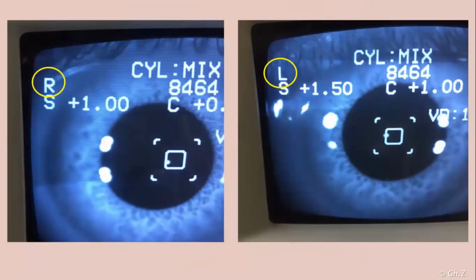Okay, this is another case, but I photographed this patient through the autorefractometer monitor. This is the right eye, and this is the left eye. If you notice here, the corneal reflection of the autorefractometer is slightly decentered nasally, here in the right eye and here in the left eye. Because this patient has a slightly nasal corneal reflection, you can appreciate that he has hyperopic correction.